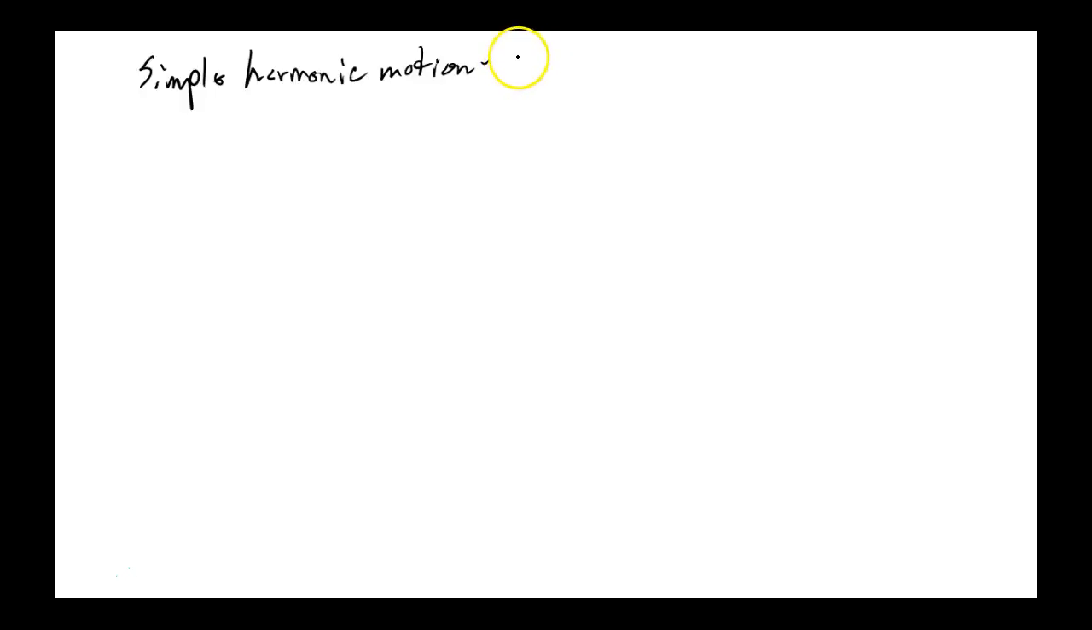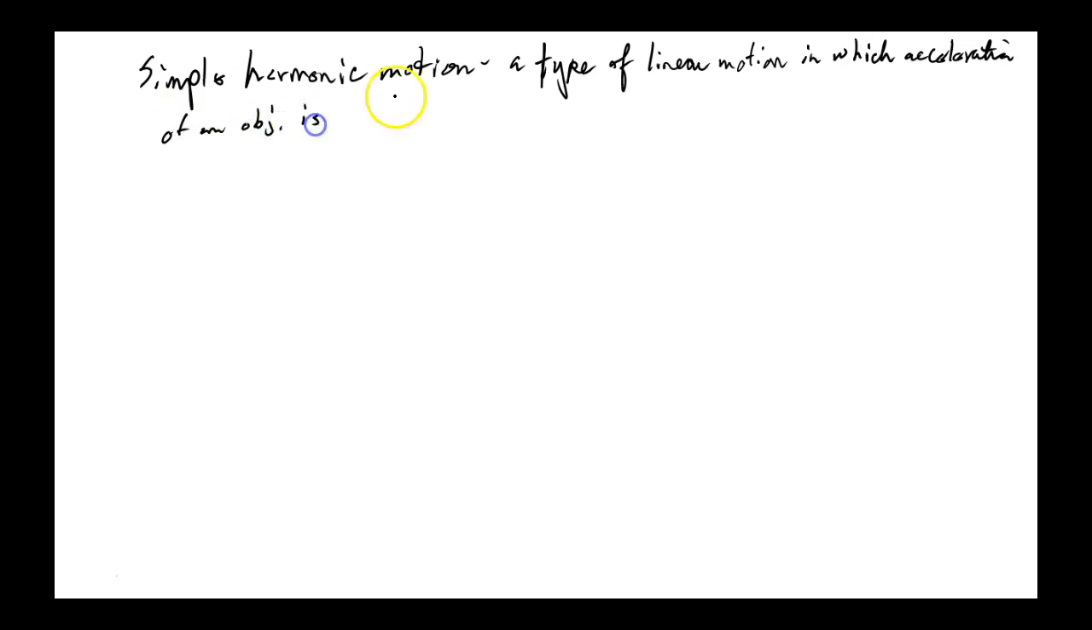Simple harmonic motion. A type of linear motion in which the acceleration, remember that from a few chapters ago, the time rate of change of velocity, the acceleration of an object is proportional to, here's a symbol for is proportional to, not quite the same as equal to, directly proportional to its displacement from an equilibrium position.